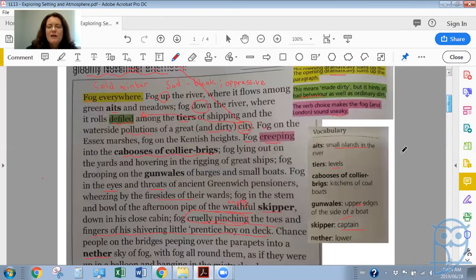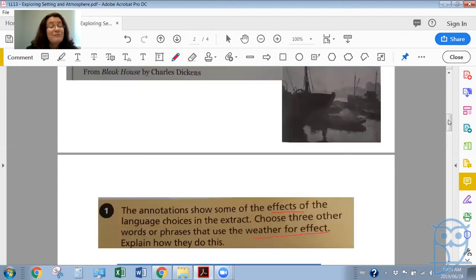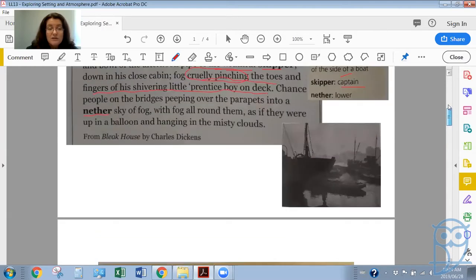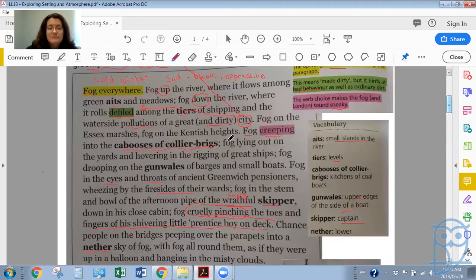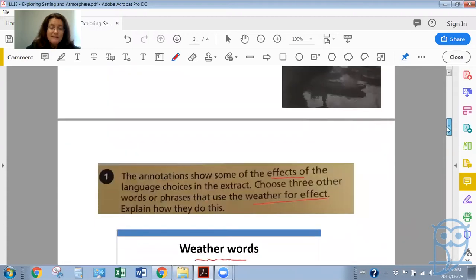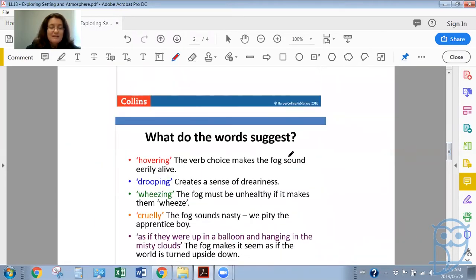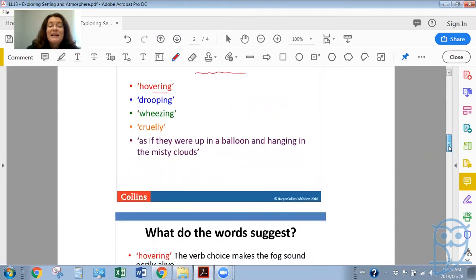Okay, there's this idea of weather creating a specific effect, and that's what we've been looking at the whole way through the extract. So let me look for "hovering." Here it is: "Fog lying out on the yards and hovering in the rigging of great ships." So that verb "hovering" suggests something. What does it suggest? Well, the verb choice makes the fog sound eerily alive. It's hovering. It's almost like it's waiting for something to happen. When something hovers, it's waiting in a certain area in the air. So the verb choice makes the fog sound eerily alive.